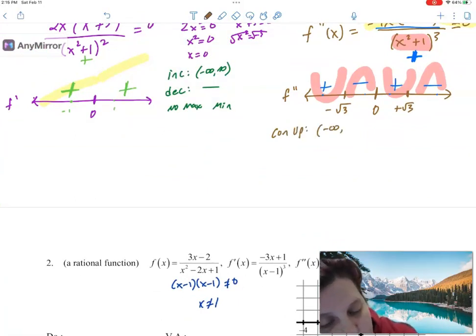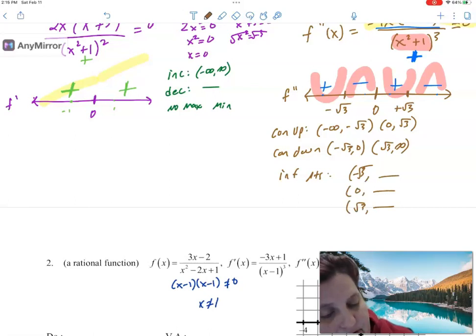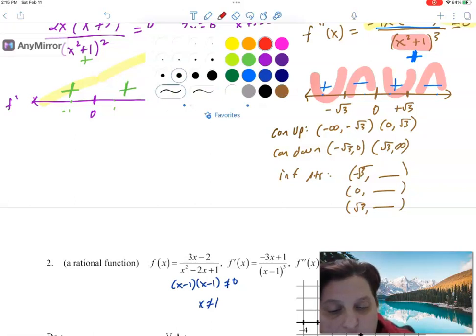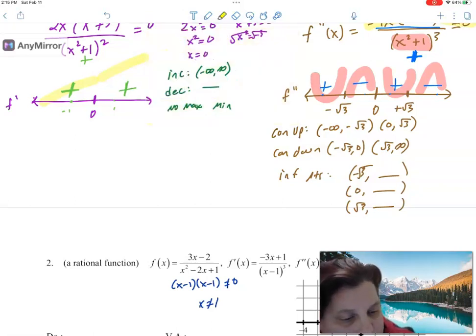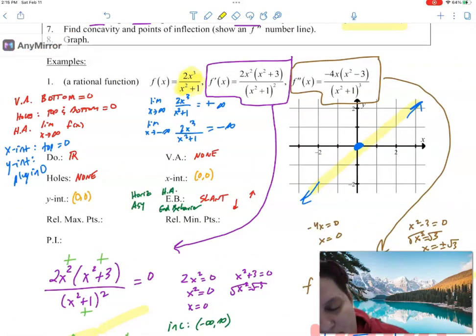So I'm concave up on the interval negative infinity to negative root 3 and 0 to root 3. I'm concave down on the interval negative root 3 to 0 and root 3 to infinity. And I have inflection points at negative root 3 something, 0 something, and root 3 something. And you guys know where we find those somethings? Whether it's inflection points or it's local max and mins, y values, we always go back to the original problem.